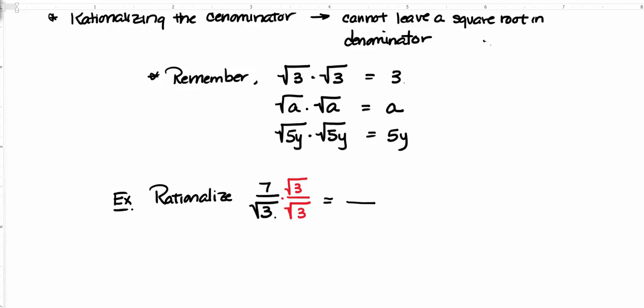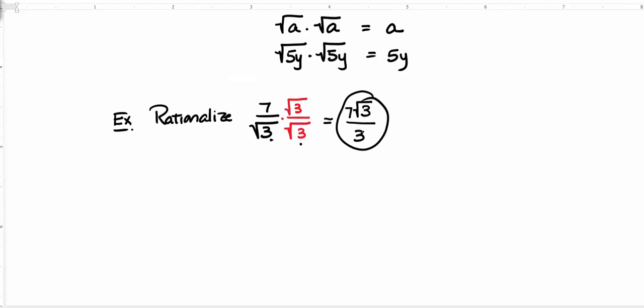So I know that the square root of 3 times the square root of 3 gives me 3. And up here, I simply have 7 times the square root of 3. It's okay to have a square root in the numerator, as long as we don't have one in the denominator, and this will be our final answer after the quotient has been rationalized.